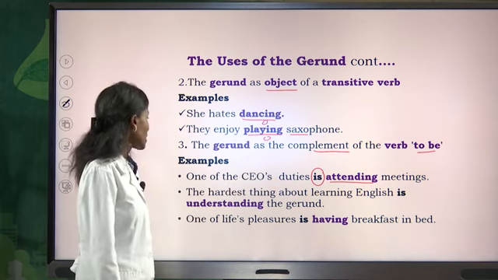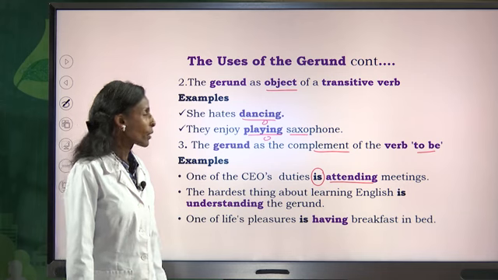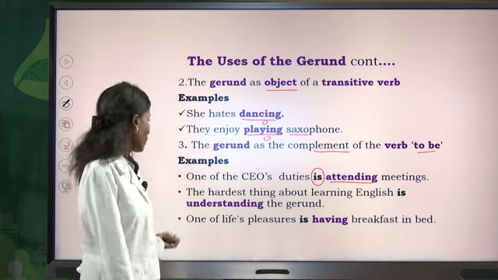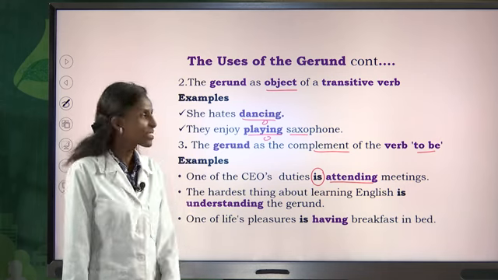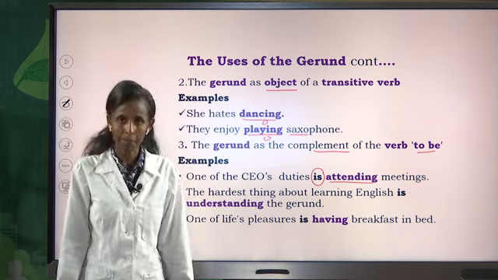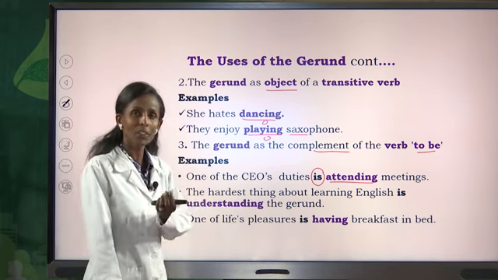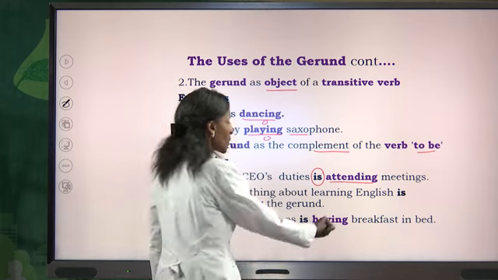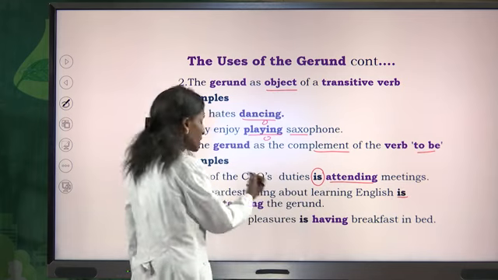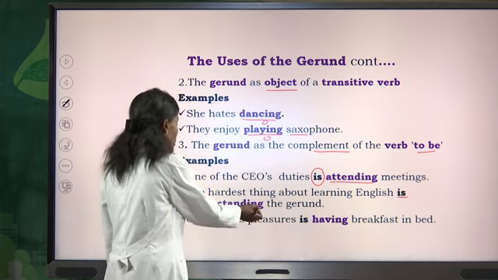Example number two. The hardest thing about learning English is understanding the gerund. What is the hardest thing about learning English? Hardest thing, state of being hard. So that's what the verb to be is there. What is its complement? Understanding the gerund.